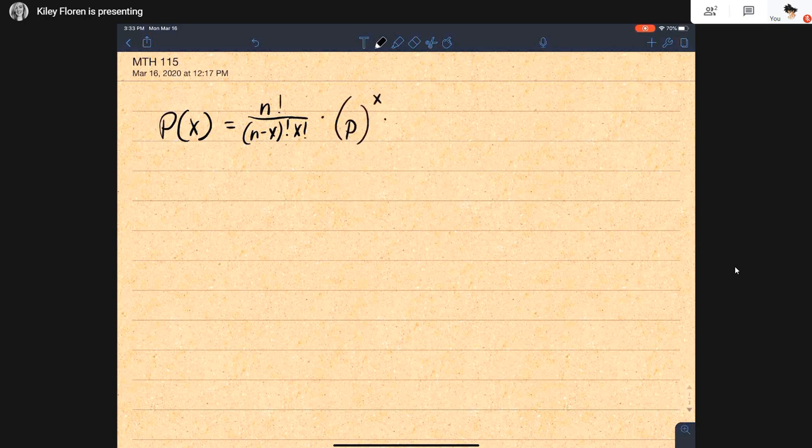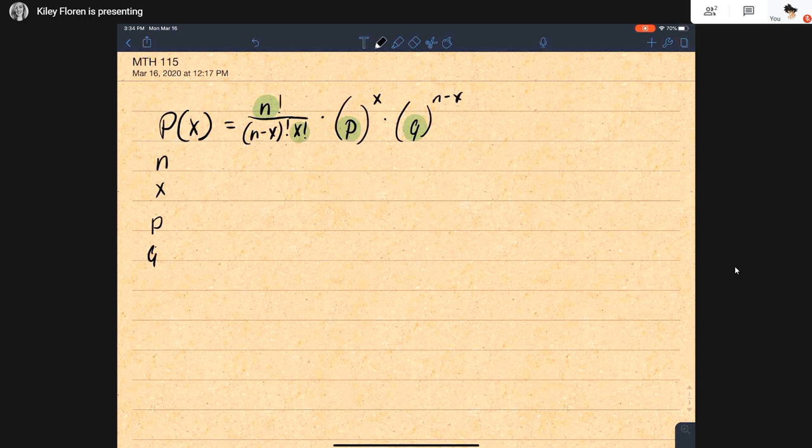P to the x, and then we have q to the n minus x, and we remember p is the probability of success, q is the probability of failure. So I can write out a list here of what I need. The values that I need are n, I need x, I need p, and I need q.